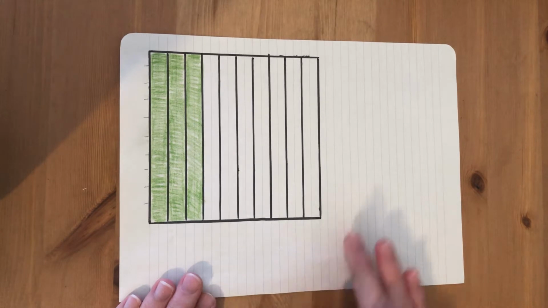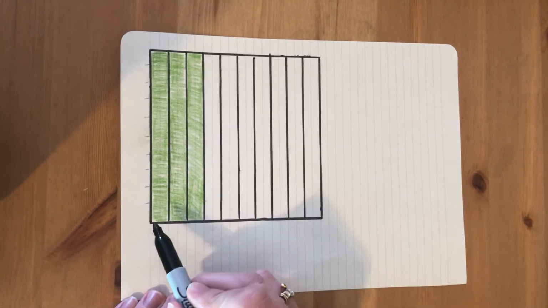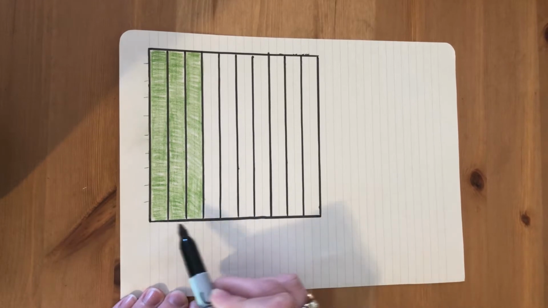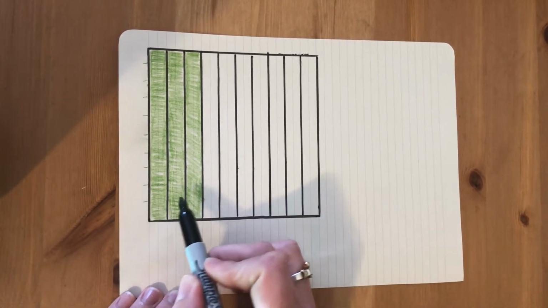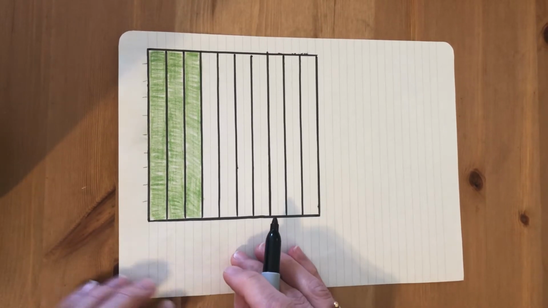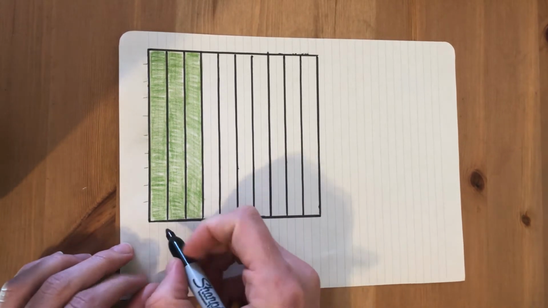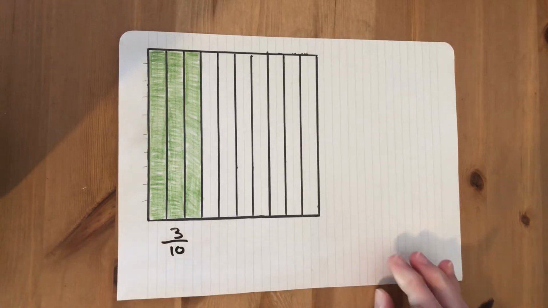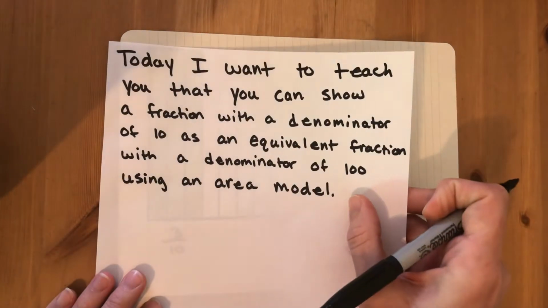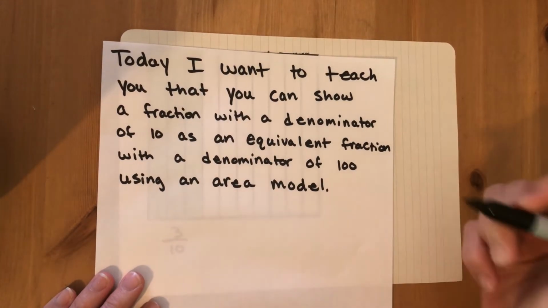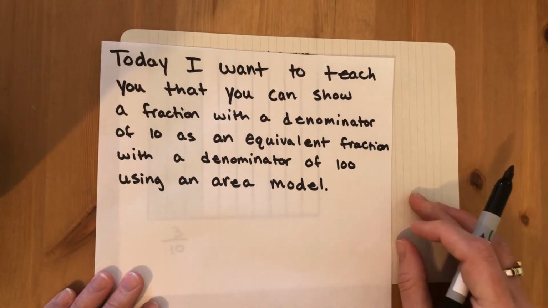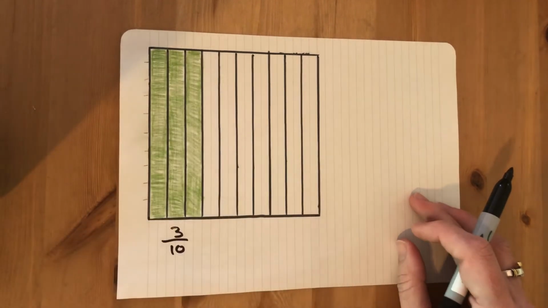So on our fraction here, I have 10 total pieces. Of my 10 total pieces, 3 are shaded. Therefore, the fraction that is currently represented is 3/10. Now, thinking back to our teaching point for the day, you can show a fraction with a denominator of 10 as an equivalent fraction with a denominator of 100 using an area model.